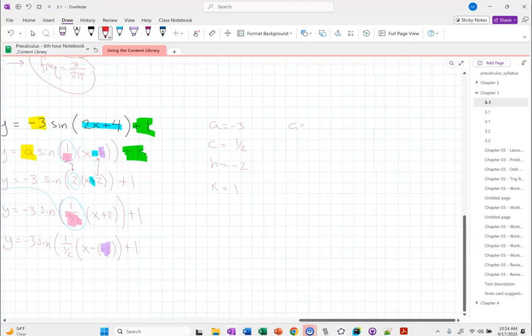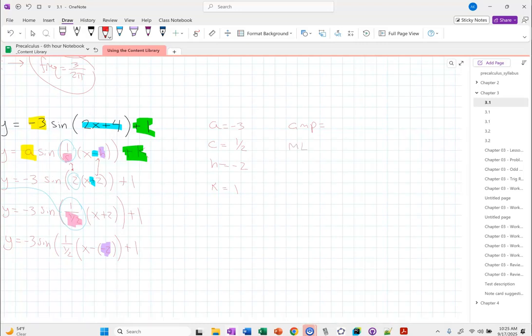We have now amplitudes, midlines, periods, and frequencies. Can you tell me any one of those 4? Okay. So, for midline, yeah, we can do this. Midline can just be +1.